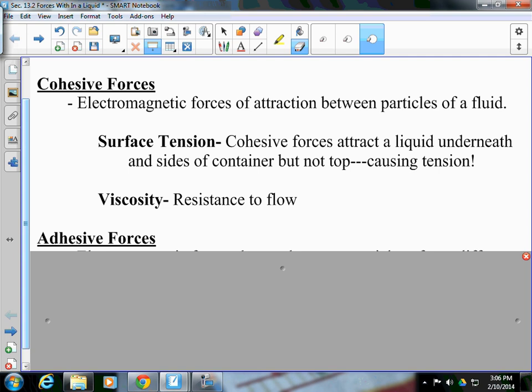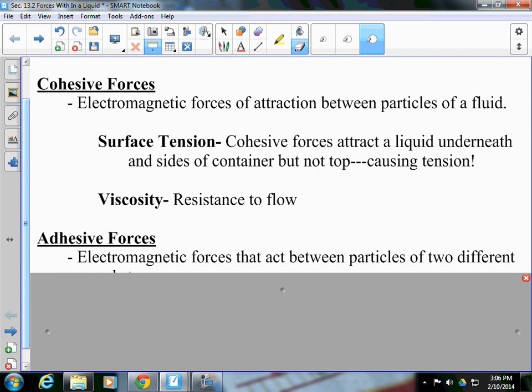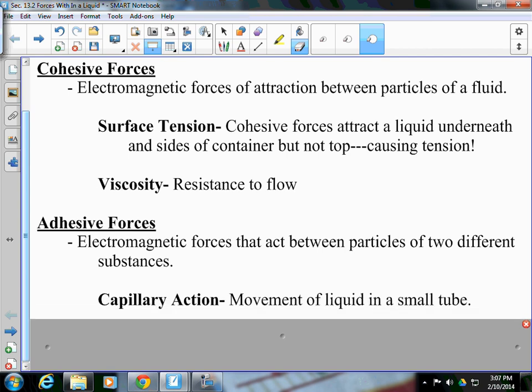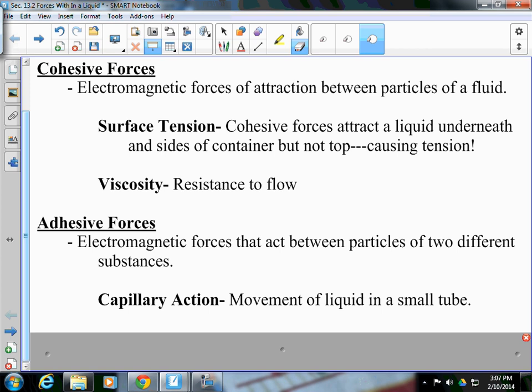Then we have something called adhesive forces. When you think of adhesive, you may think of glue or sticking to, and that's kind of what happens. When we talk about adhesive forces, again, we're dealing with electromagnetic forces that act between particles of two different substances. So two different substances sticking together. That is adhesive forces. This is capillary action.